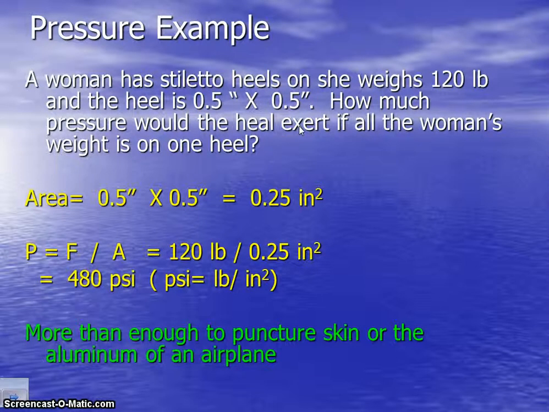So let's take a look at that. Length times width, 0.25 square inches. See how that's squared? Force divided by area, so 120 pounds divided by 0.25 square inches, and you're left with 480 pounds per square inch, which is more than enough to puncture your skin or aluminum on an airplane. You are not supposed to wear heels on an airplane, like stiletto heels. It would actually damage the plane. So don't wear stiletto heels on an airplane.